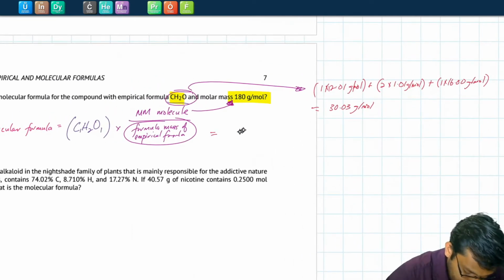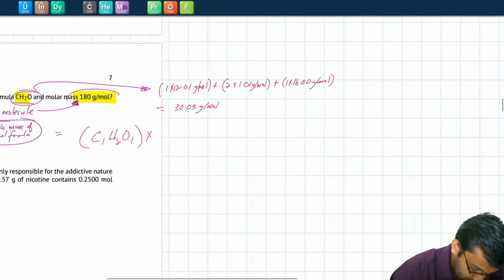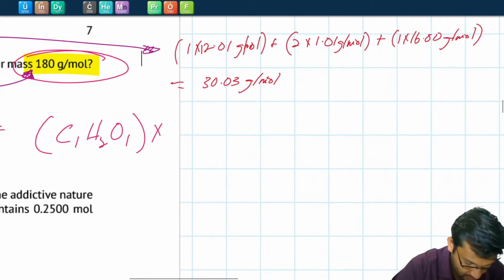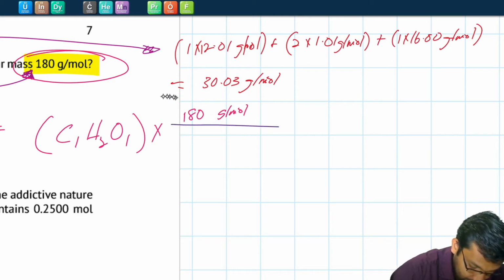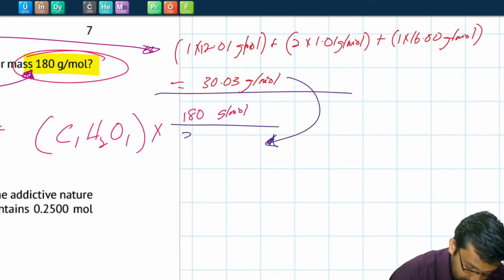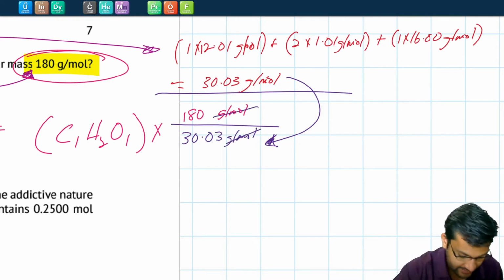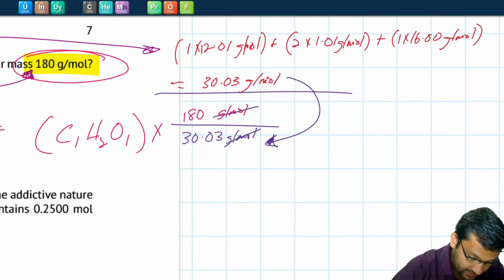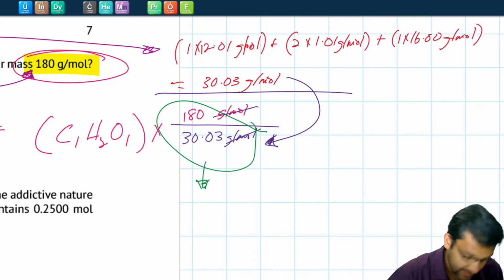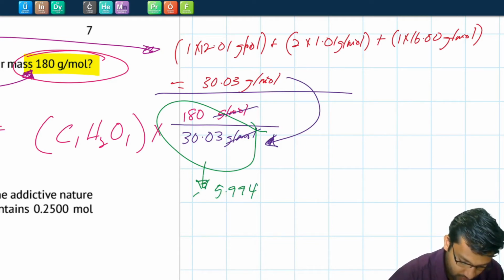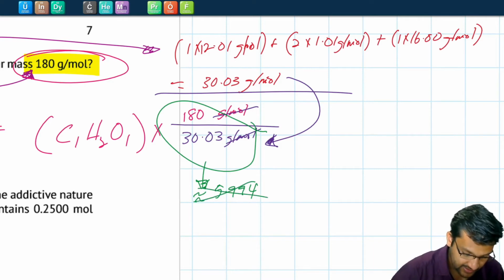So this means that we have our empirical formula C1H2O1 times the molar mass of the full compound, in this case it's 180 grams per mole, divided by the empirical formula mass, 30.03 grams per mole. Of course, in this example, the grams per mole will cancel out, so we don't have a unit. All right, 180 divided by 30. If I plug these into my calculator, I get a number like 5.994, which is very close to 6. And since we can only multiply by whole numbers, let's just use 6.